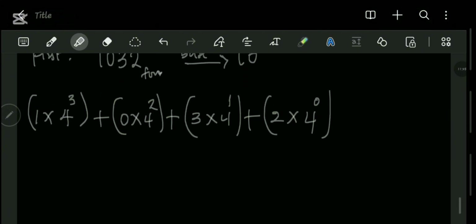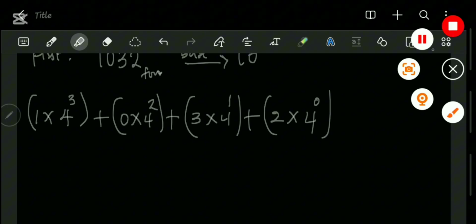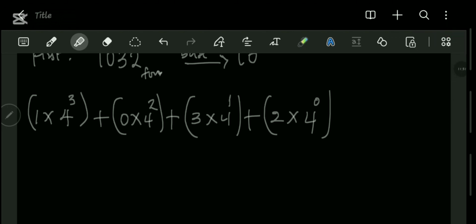And if you work properly on this, 4 raised to a power of 3, that is 4 in 3 places, that's 4 times 4 times 4, that's 64. And 64 times 1 is 64. And then 4 to the power 2, that is 4 in 2 places, 4 times 4, that's 16. And 16 multiplied by 0, any number times 0 is just 0. And then 4 to the power 1 is 4, times 3 is 12.